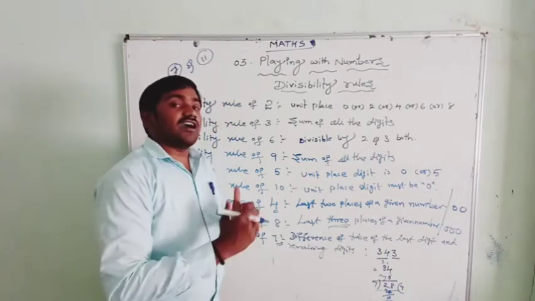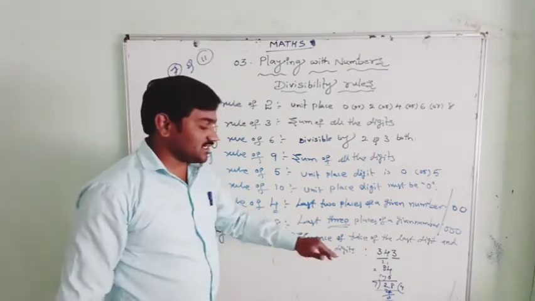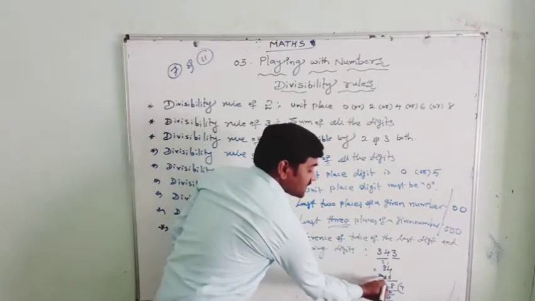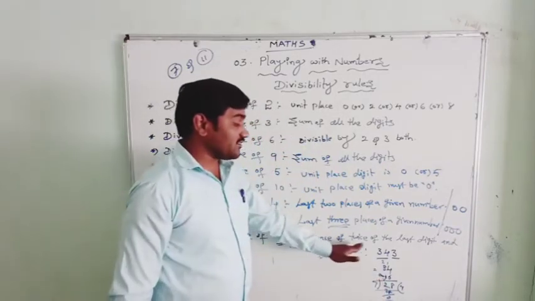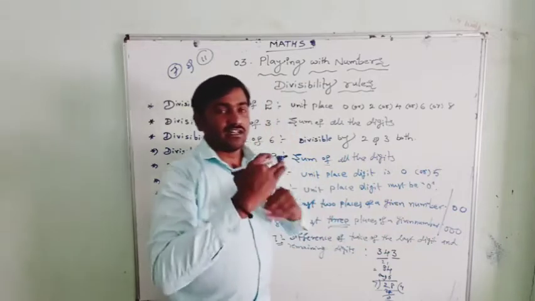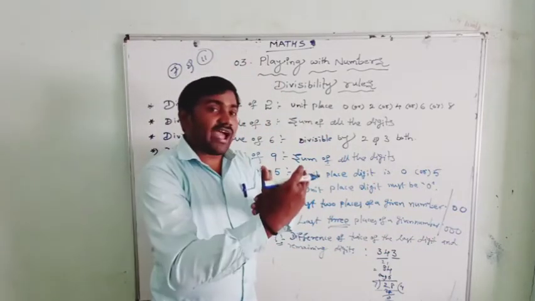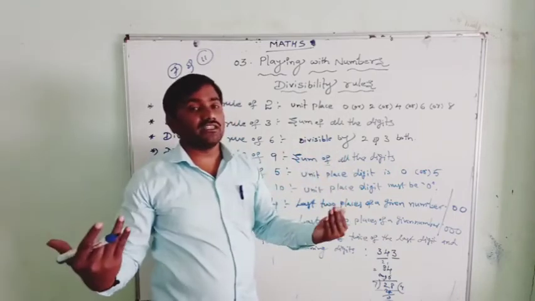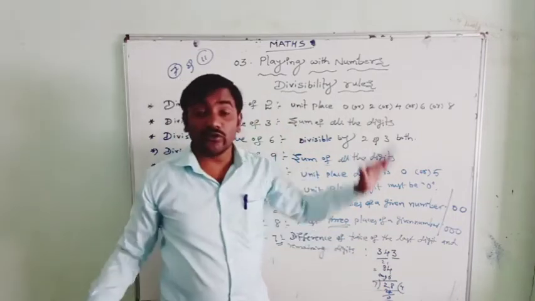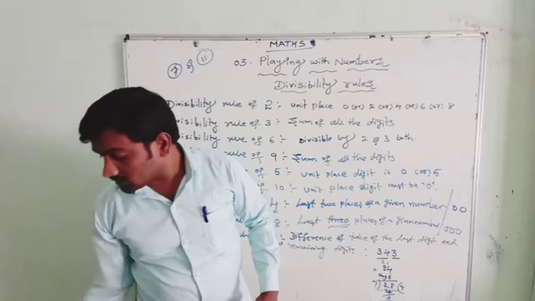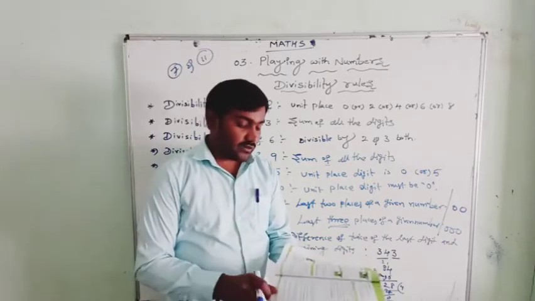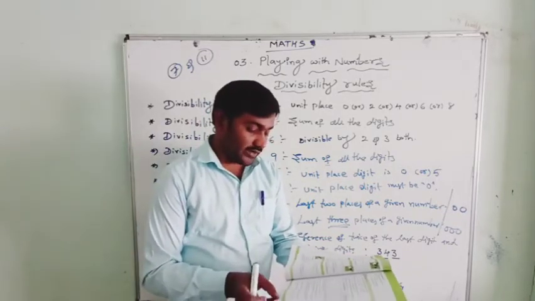See, we are finding the difference between twice of the last digit and the remaining digits. The last digit we have to double, and that number we have to subtract from the remaining digits. This process we have to continue until the final step. Then only can we tell whether the number is divisible by 7 or not.